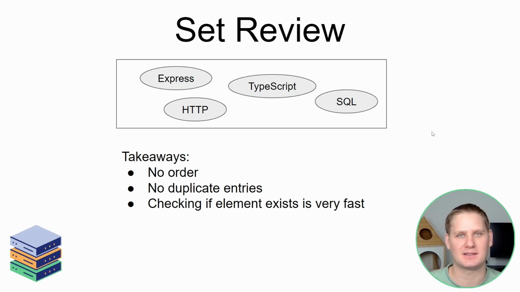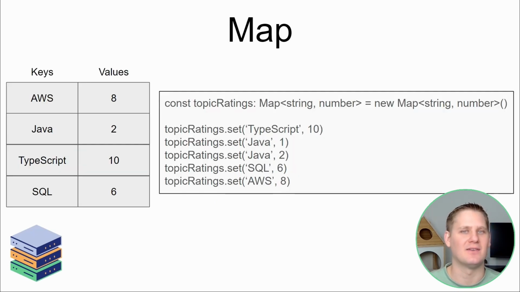Maps are simply a collection of key-value pairs. In a map, all keys must be unique. To define the type for a map, you'd use the Map keyword, and then inside the angle brackets, you first give the type of the keys. So in this case, we have keys of type string, and then you give the type for values. So we have values of type number.